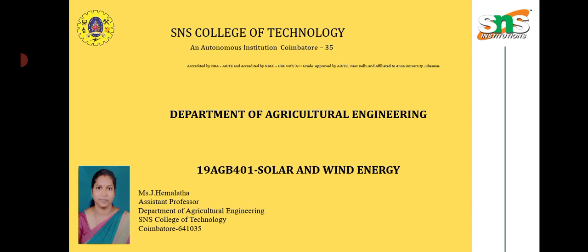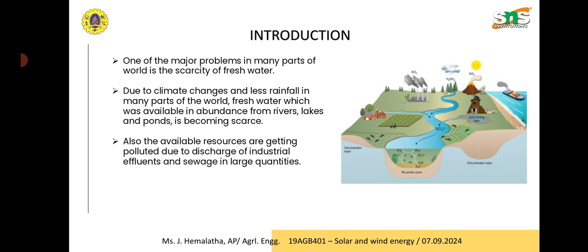Today we are going to see about the solar stills. Under the subject solar and wind energy, we are seeing a lot of topics. Today we are going to talk about the lecture on solar stills. A solar still is a device which desalinates impure water like brackish water or saline water.